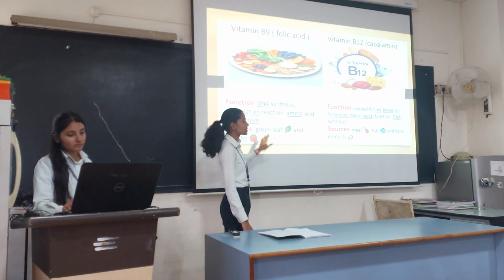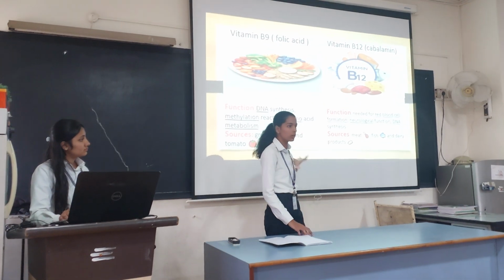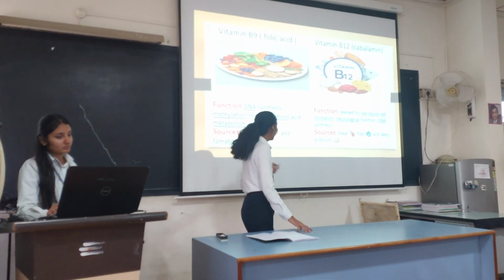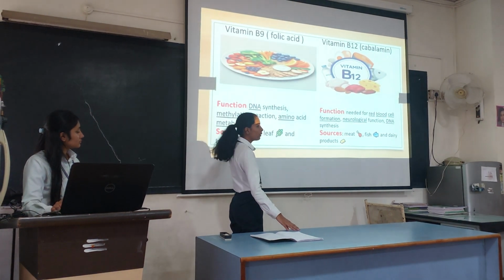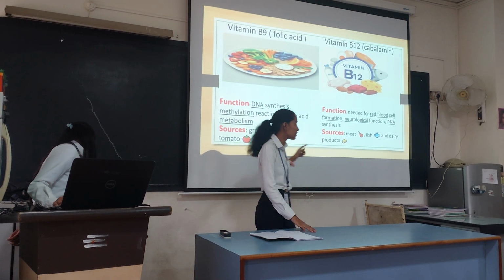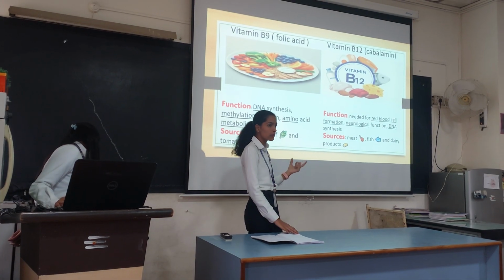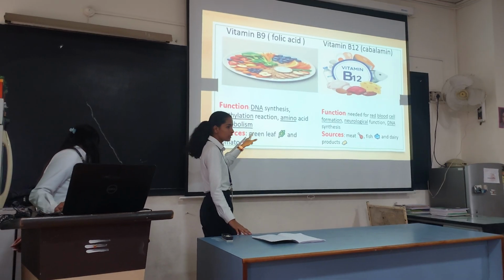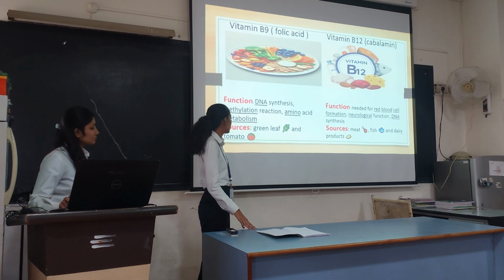What is the meaning of methylation reaction? How does it work in vitamin B9? Okay. It transfers a methyl group from one molecule to another molecule. That's the function of a methylation reaction. It transfers one methyl group to another molecule. It is called a methylation reaction. The sources are green leaves and tomato.